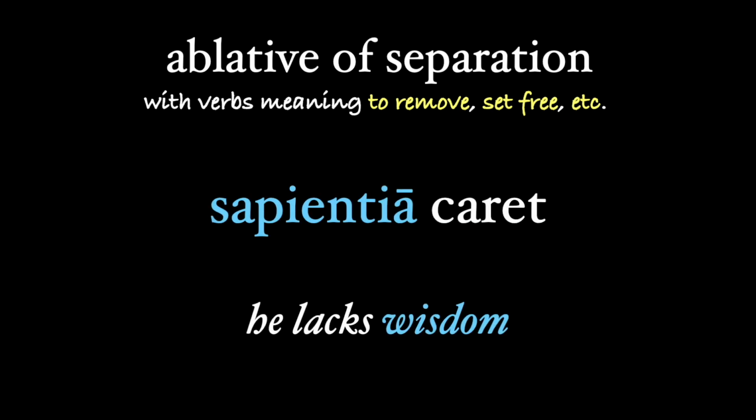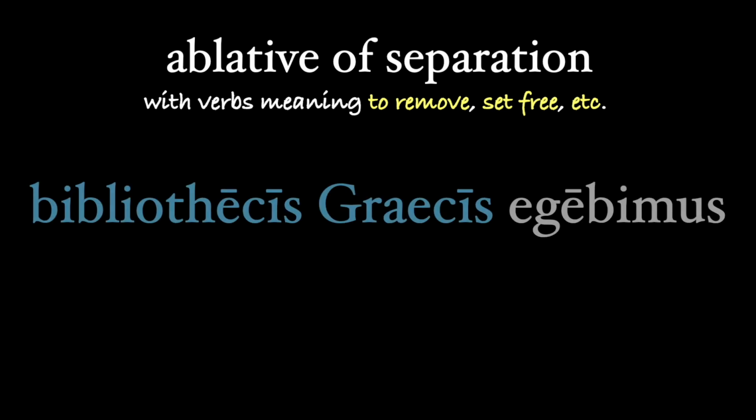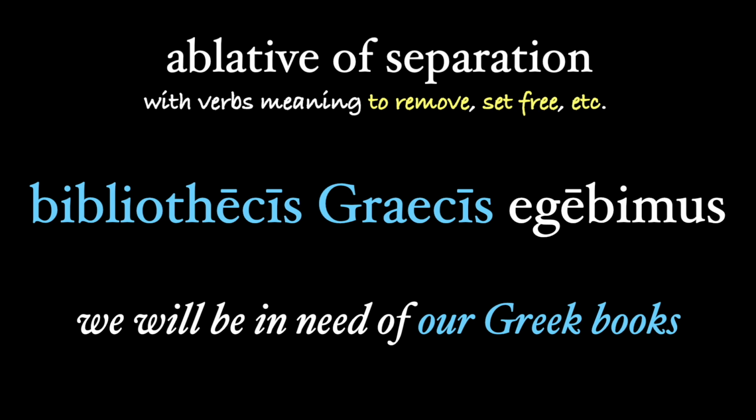Sometimes we see a verb like this that appears to take the ablative as its object, or at least that's how it's understood in English. This is commonly the case with careo and egeo, both of which mean something like to lack. So sapientia caret, he lacks wisdom, is probably more literally, he is free from wisdom. And then there's bibliothecis Graecis egebimus. We will be in need of, or lack, our Greek books.